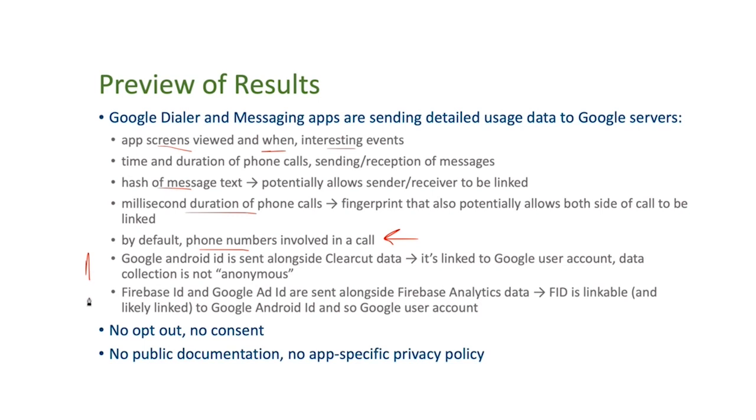For the Firebase data, the Ad ID and a Firebase ID are sent alongside it. I'll explain those identifiers shortly, but they're linked to the Google user account, and so generally to the user's real identity, and you can't reasonably call them anonymous. There's no opt-out, there's no consent, there's no public documentation, there's no app-specific privacy policy. So it's not a great situation.